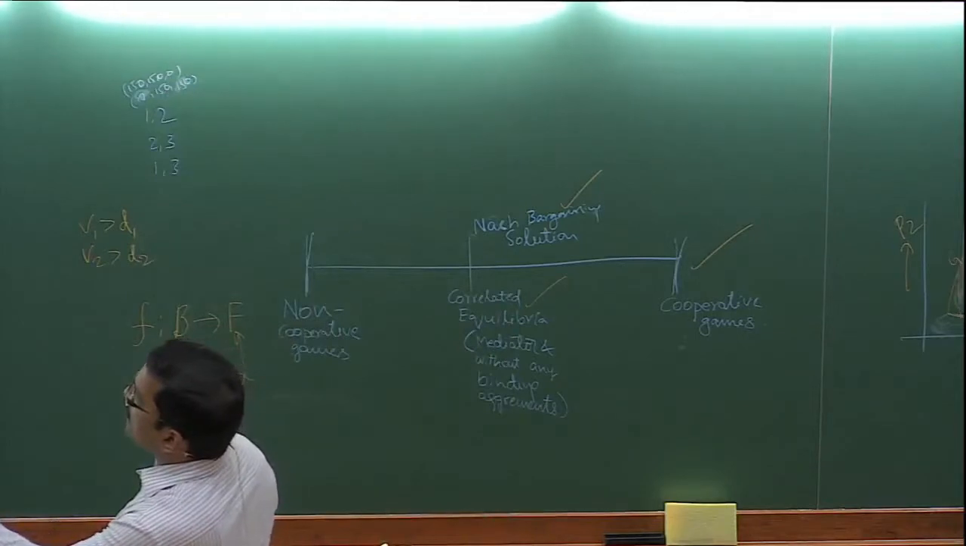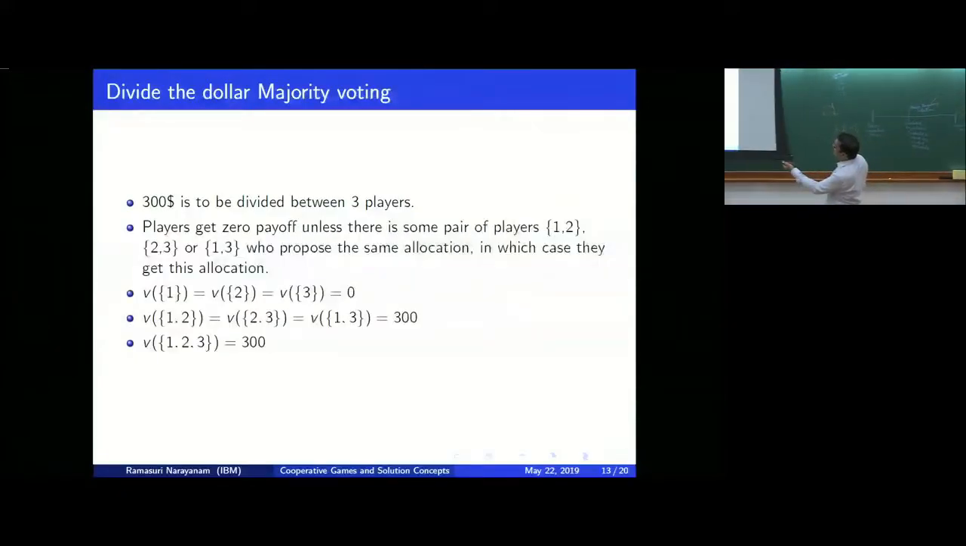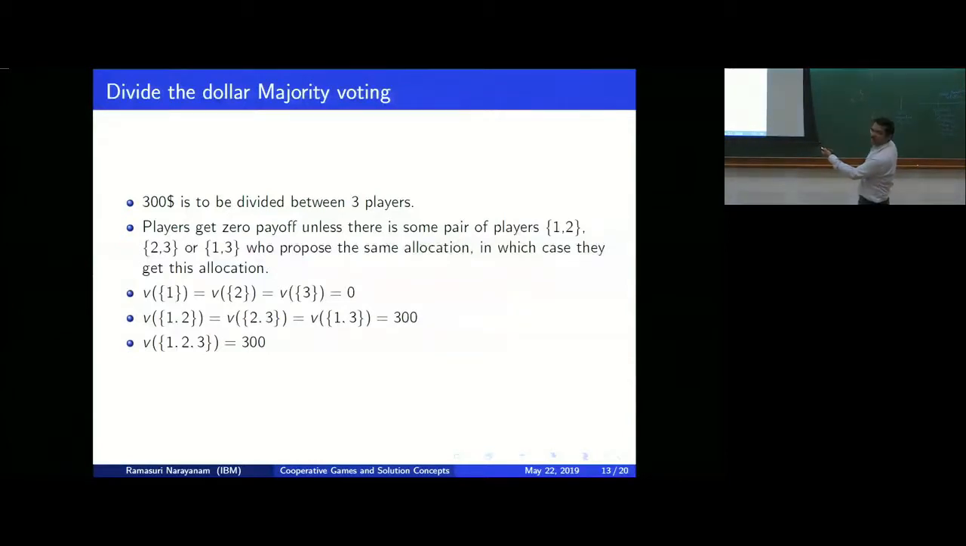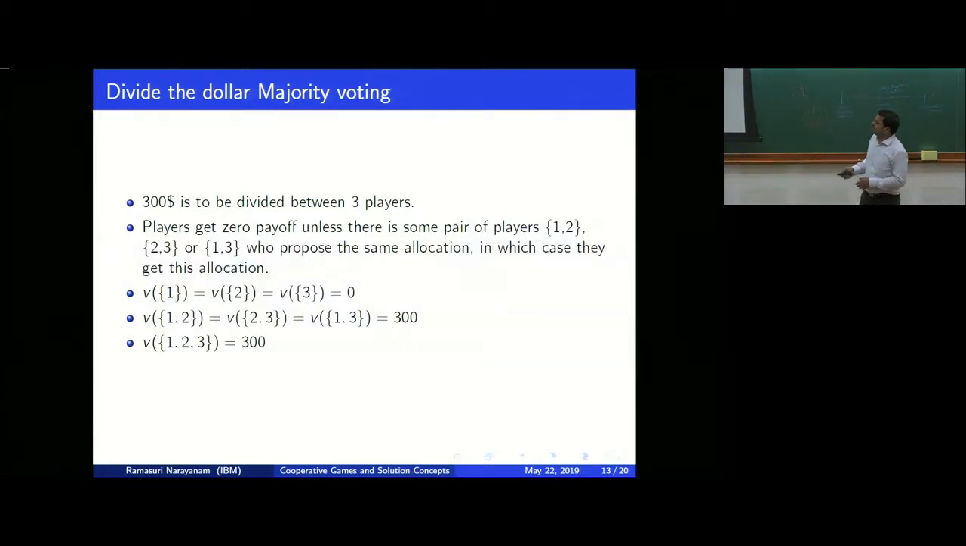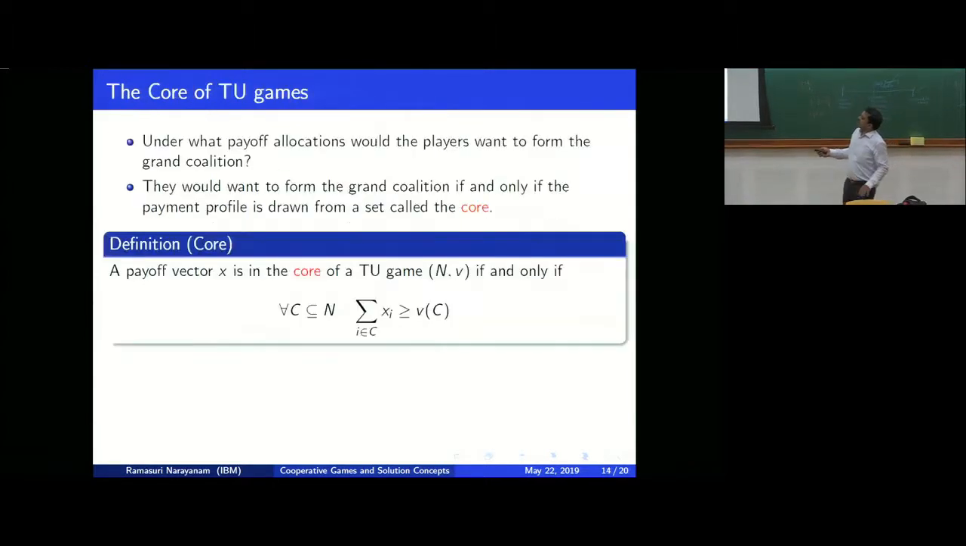So players get 0 payoff unless there is some pair of players, 1, 2, or 2, 3, or 1, 3, who propose the same allocation. Allocation should be the same. Now accordingly you can write it down like this. As an individual player, I will get 0, because the rule says that 2 players' payoffs should be the same. This is the structure of the game.